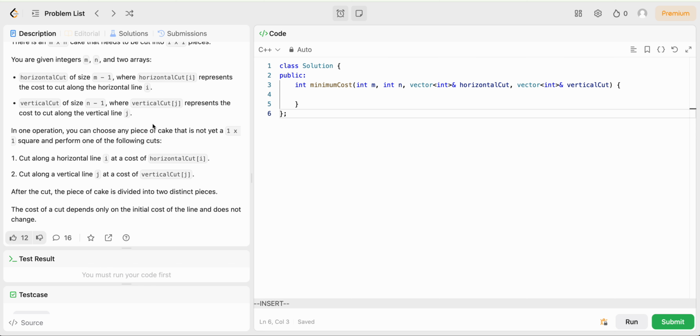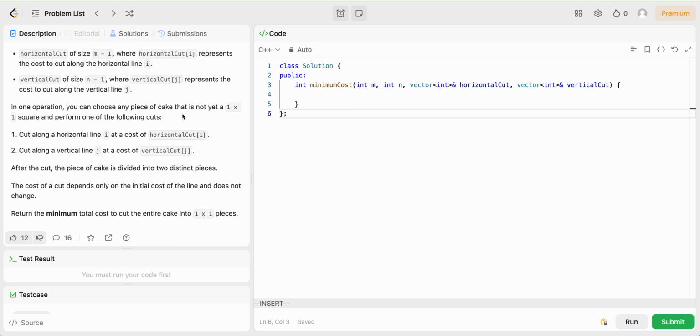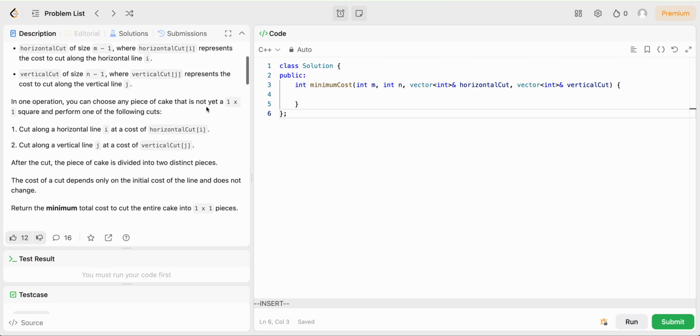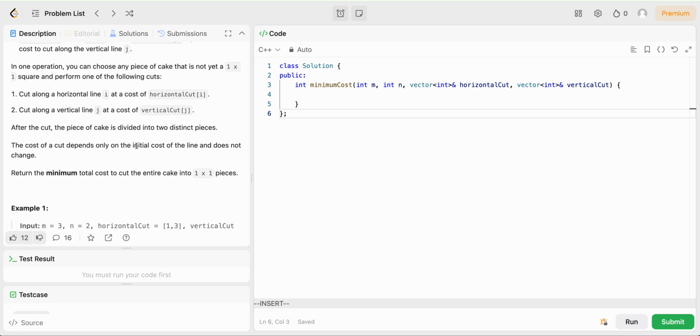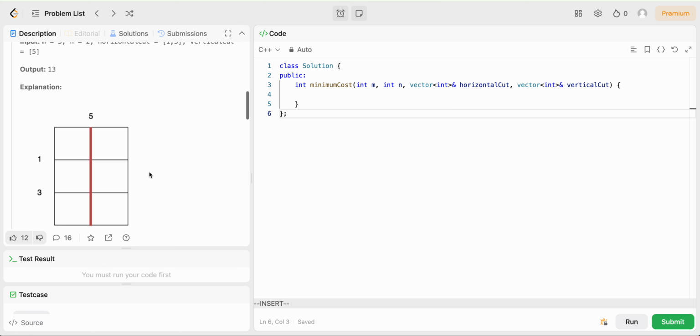So in one operation, we can choose any piece of cake, which means any row, and cut along any vertical line or any horizontal line, with the cost horizontal cut i or vertical cut j. At the end, all the cake will be 1 by 1 pieces. And we are required to return the minimum total cost to cut the entire cake into 1 by 1 pieces.